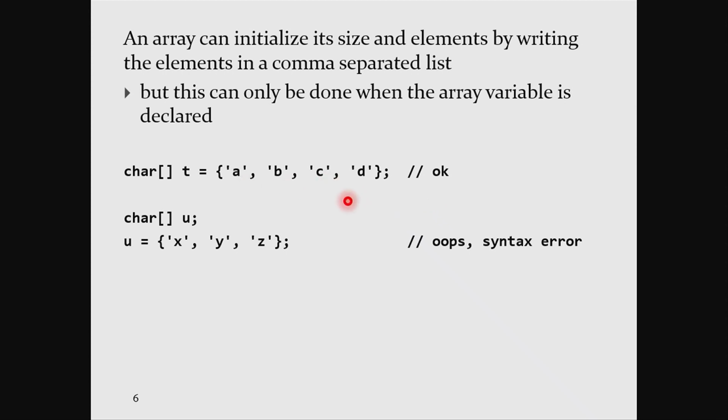So you are allowed to do this when you first declare the array. You can't even do it on the next line. So you can't write char u[], and then on the next line say u equals something. The compiler will complain. So you can initialize the array, but you're only allowed to initialize the array using the brace notation.